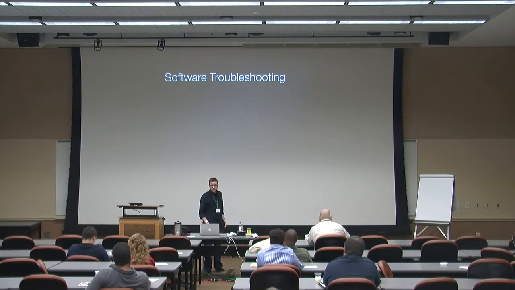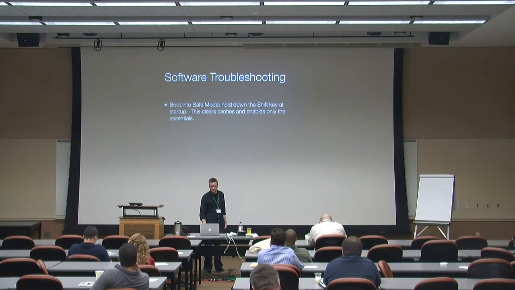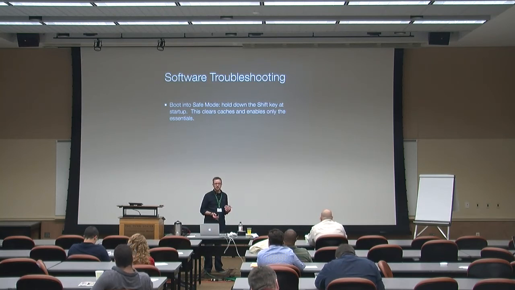So the basics of software troubleshooting, there are several steps we can try. I'm going to start with the least obtrusive and the fastest, and then go from there. Booting into safe mode is really quick. You just hold down the shift key when you start up the computer, and that disables all non-essential system extensions. So like Ethernet will work, but AirPort won't. It also clears out caches.